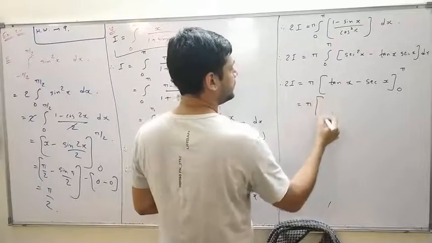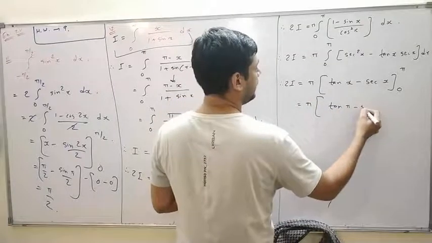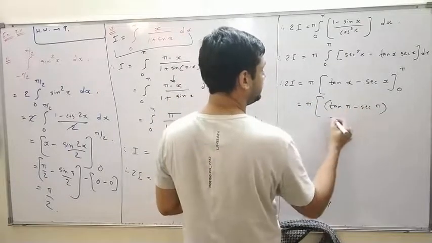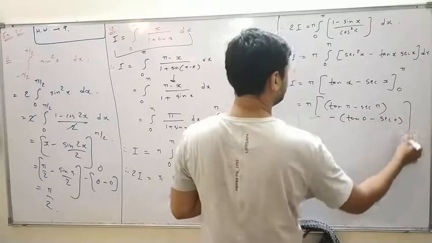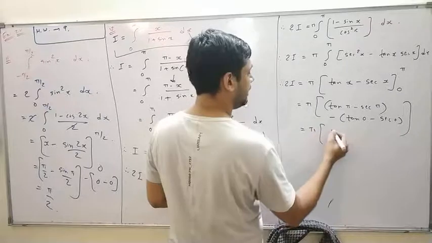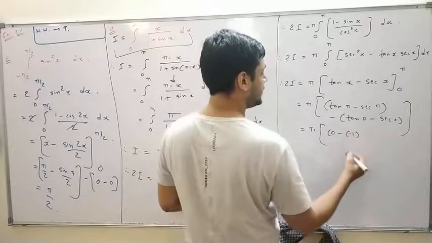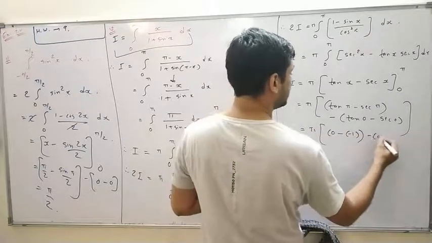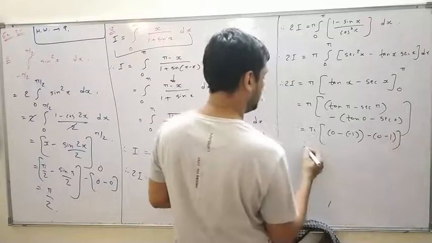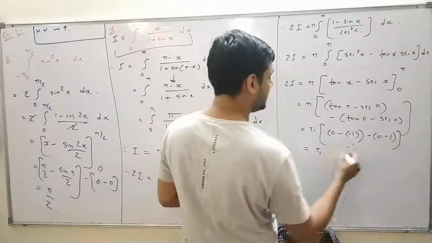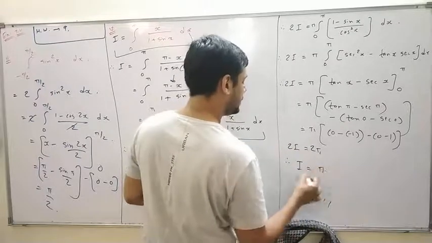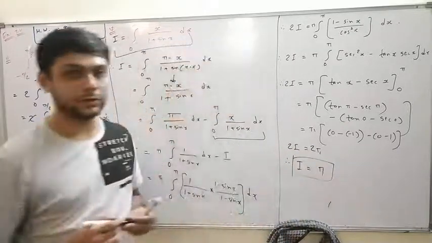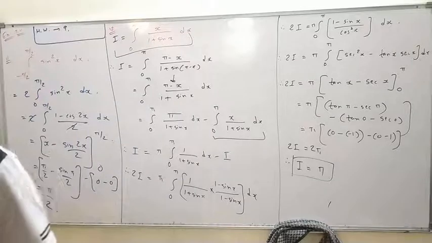So that is equal to pi times (tan pi minus sec pi minus (tan 0 minus sec 0)). So pi into, tan pi is 0, sec pi is minus 1, tan 0 is 0 and sec 0 is 1. So that is minus minus plus, giving 2 pi. 2I is equal to 2 pi, so I is equal to pi. That is your answer. I is equal to pi.